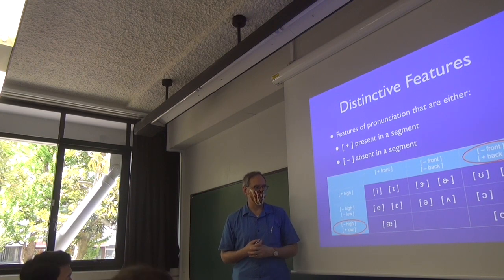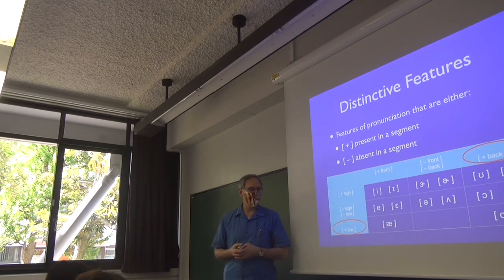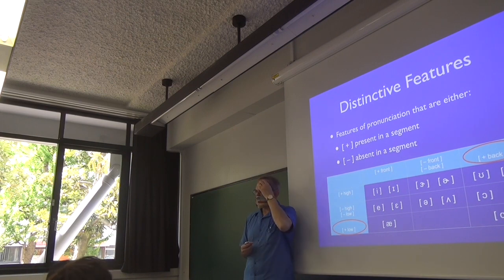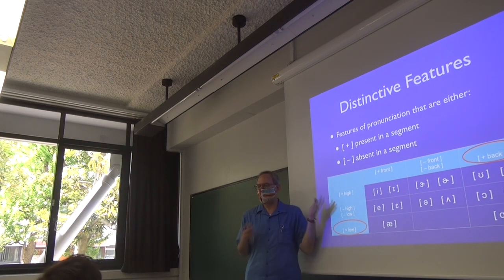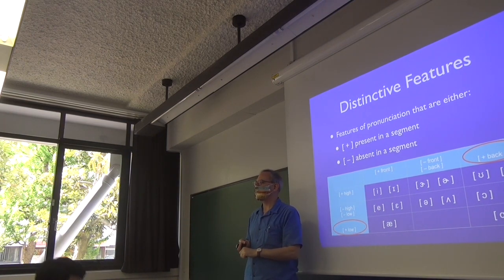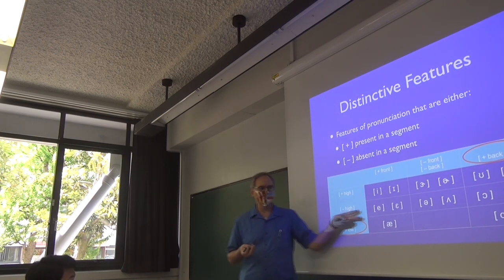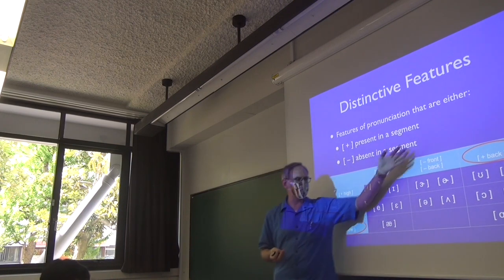So u and o are minus front and plus back. Well, if it's plus back, it can't be minus front. And if it's plus low, it can't be plus high, so it has to be minus high. So it's not necessary to specify both feature values. It's only necessary to specify both feature values when they're both minus. So the mid vowels and the central vowels.